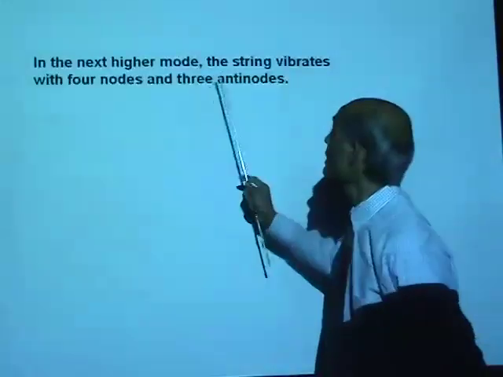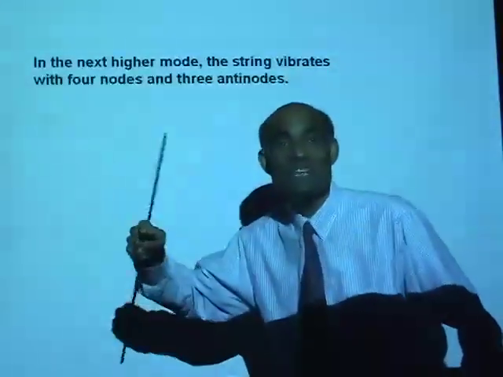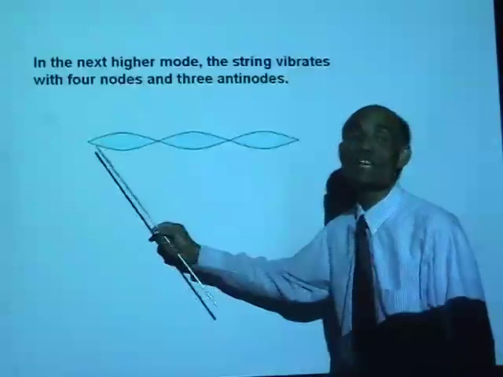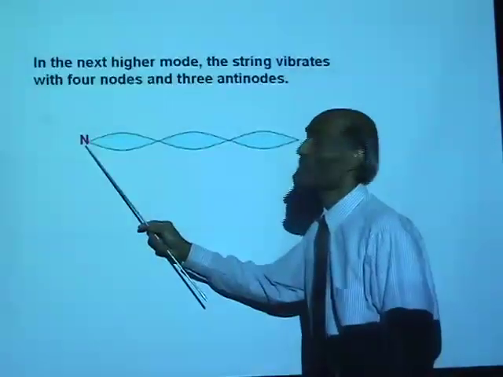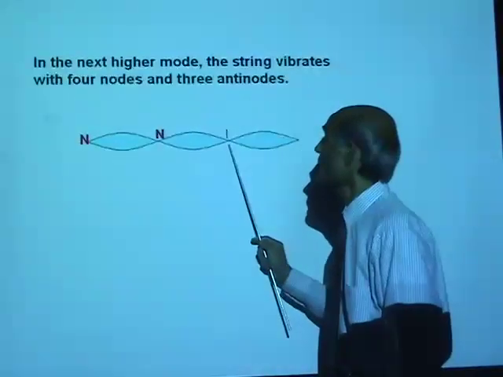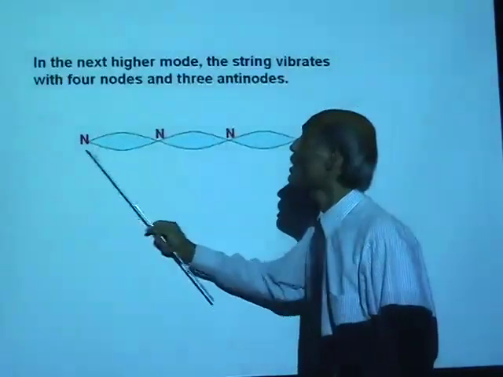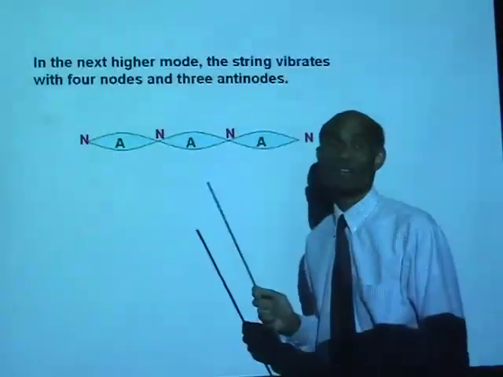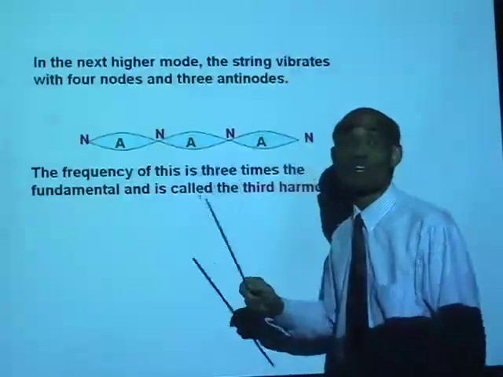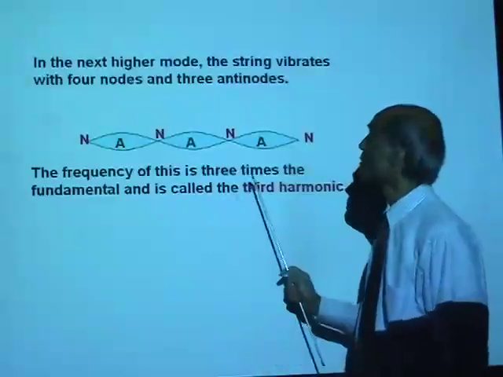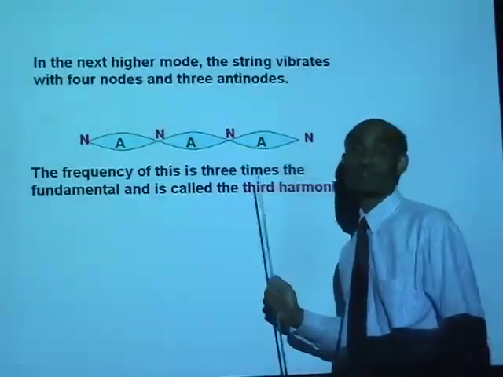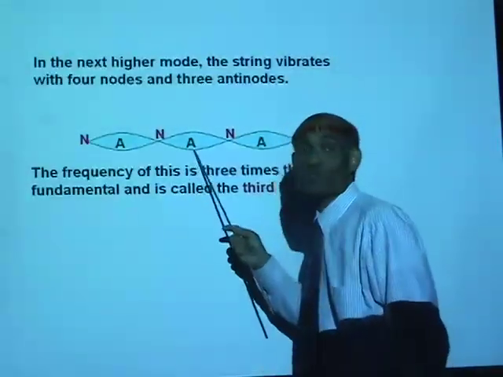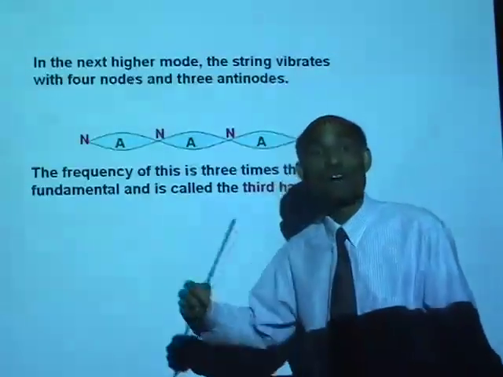In the next higher mode, the string will vibrate in 3 segments. Now, look at these segments. This is the third mode of vibration. You have a node there, a node, a node, a node. There are 4 nodes. And how many antinodes? An antinode, an antinode, and an antinode. The frequency of this is three times the fundamental, and you call it the third harmonic. So twice the fundamental is the second harmonic, three times the fundamental is the third harmonic.